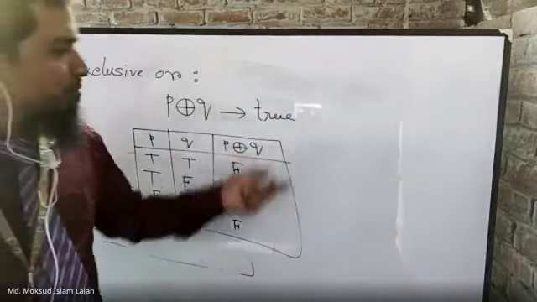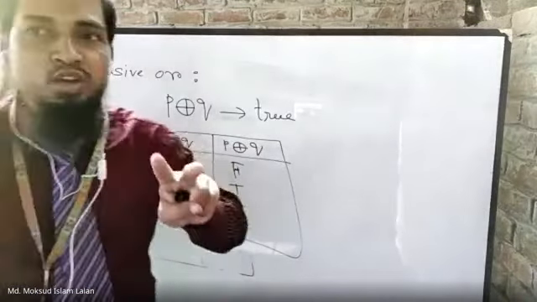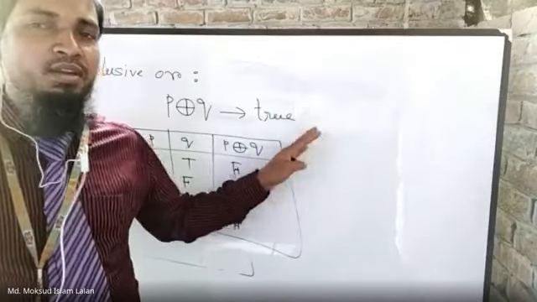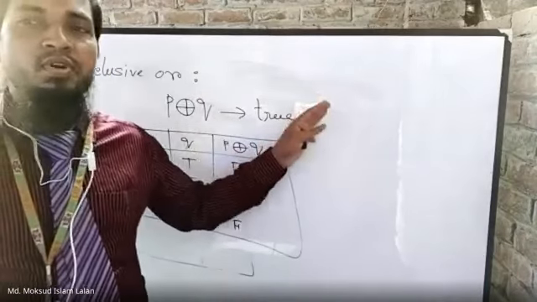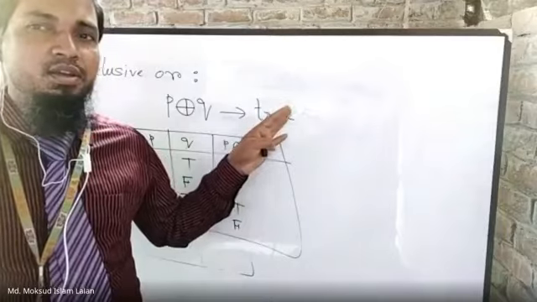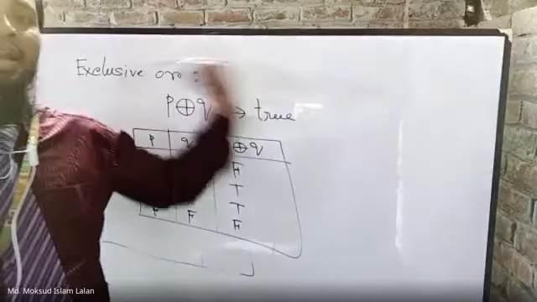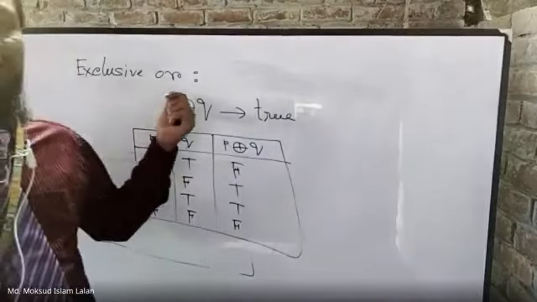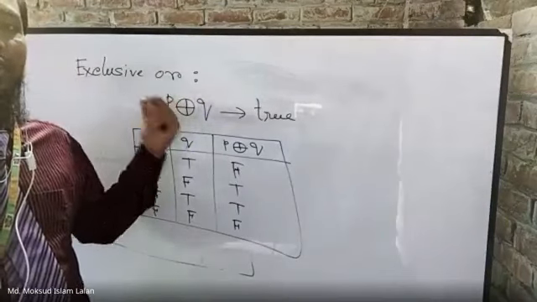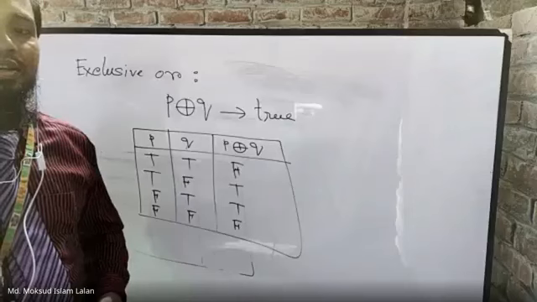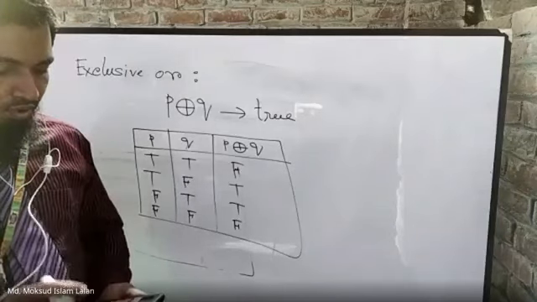Please do not mix it. If both are true, then conjunction, otherwise false. We have already defined. When both are false, then the result is false, that is disjunction. Right, honey? Now, if one is true and another is false, that is exclusive or.